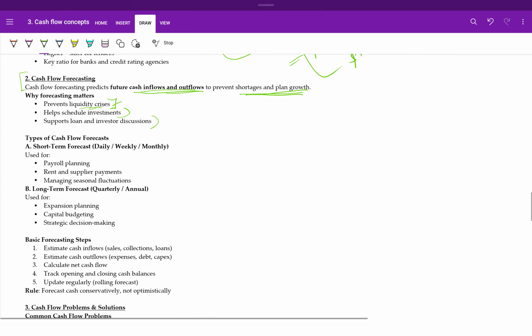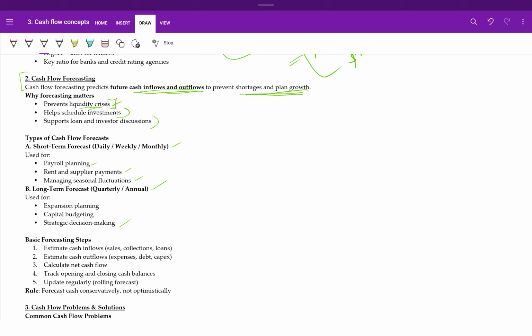So, types of cash flow forecasts. The first type is short-term forecast, which can be daily, weekly, or monthly. It's used for payroll planning, rent and supplier payments, and managing seasonal fluctuations. They help managers ensure that day-to-day operations continue smoothly. And the second type is long-term forecasting, which is quarterly or annually, and it's used for expansion planning, capital budgeting, and strategic decision making. These forecasts support long-term growth and investment decisions.